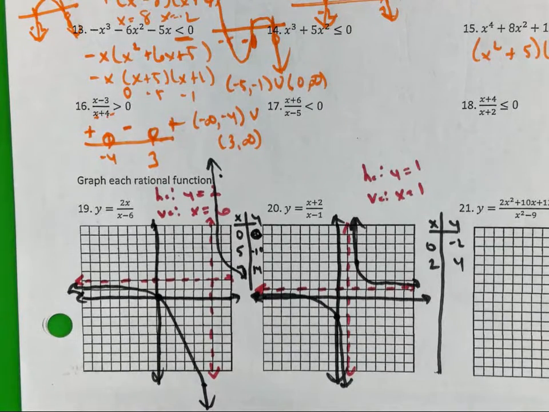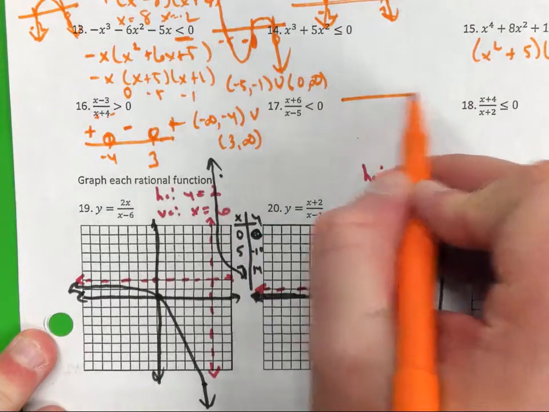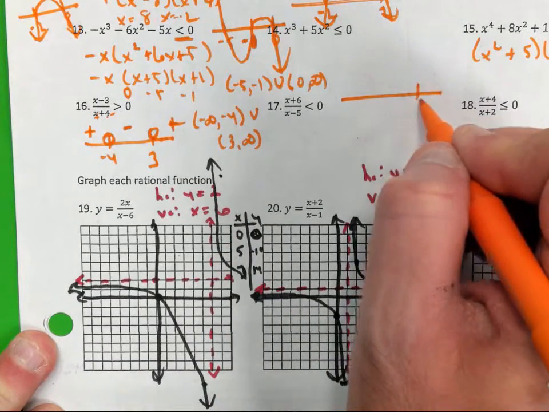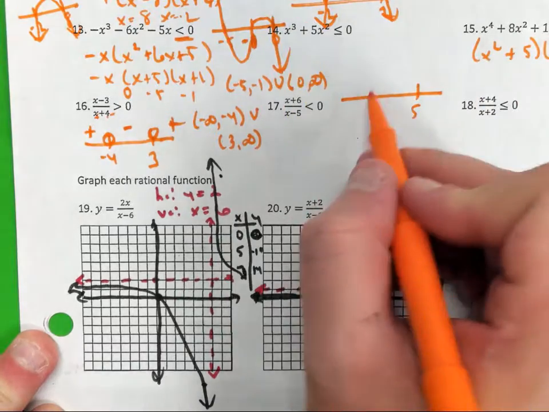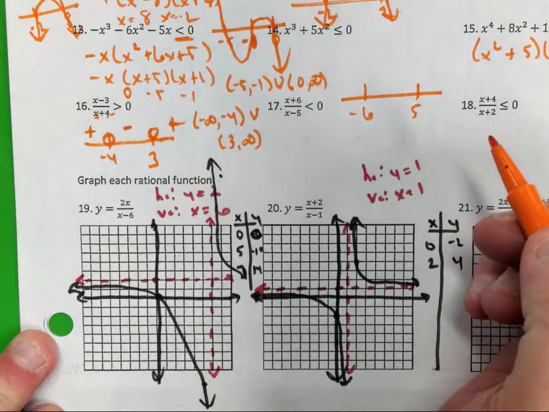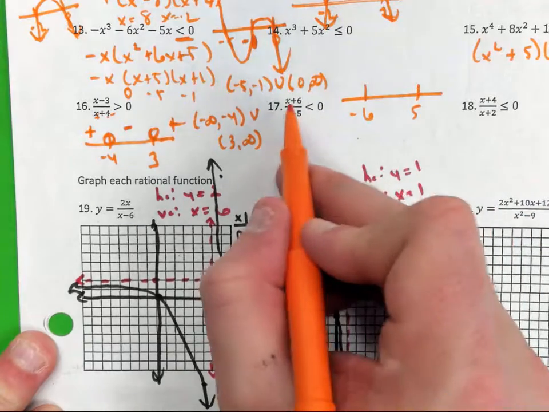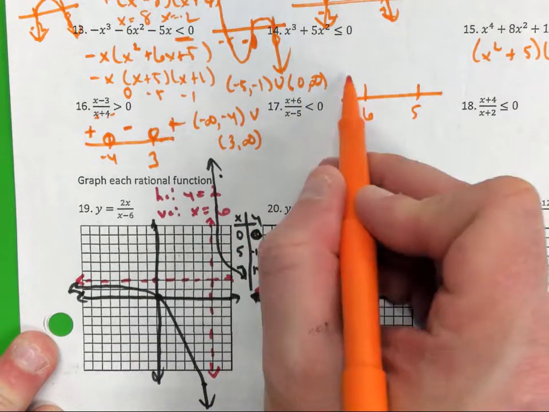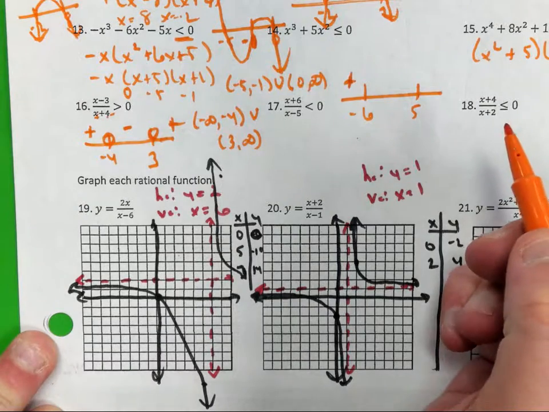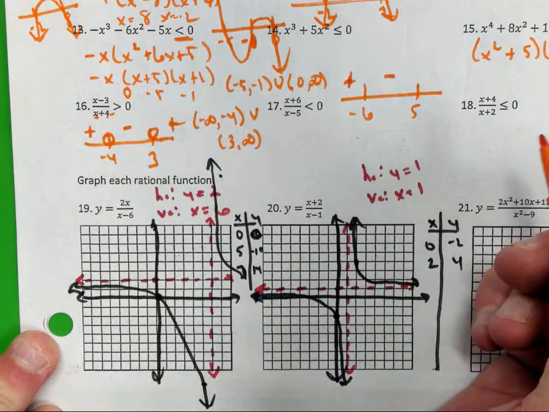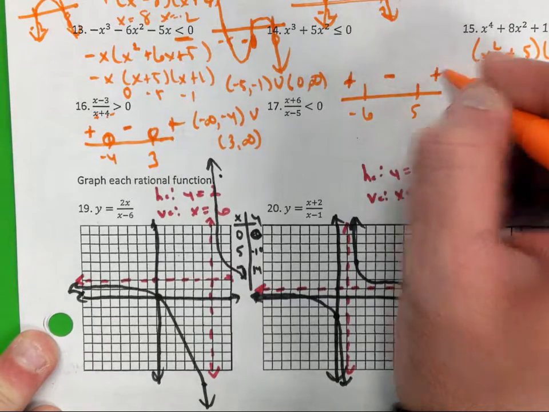All right, number 17. I get my first number by setting the denominator equal to what? So that's 5. My numerator would be negative 6. Pick something left of negative 6. I'm going to pick negative 10. That gives me a negative divided by a negative, which is a positive. I pick 0. That would give me a negative. I pick 10. That would give me a positive.